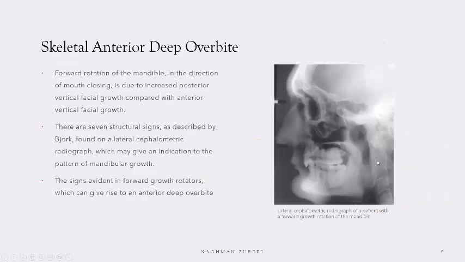Remember this thing. Other features are also there. In the skeletal anterior deep overbite, there will be forward rotation of the mandible in the direction of mouth closing, due to increased posterior vertical facial growth compared with anterior vertical facial growth. There are 7 structural signs described by Bjork, found on a lateral cephalometric radiograph, which may give an indication of the pattern of mandibular growth. The signs are evident in forward growth rotators, which can give rise to an anterior deep overbite.